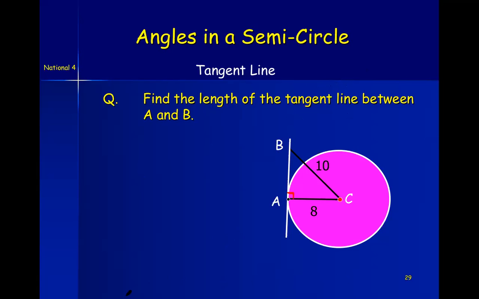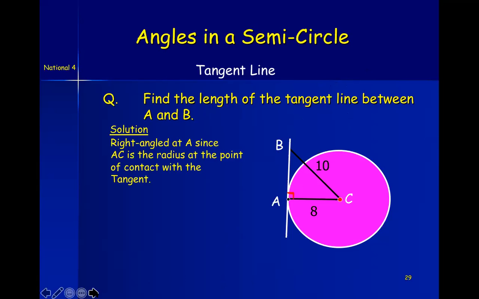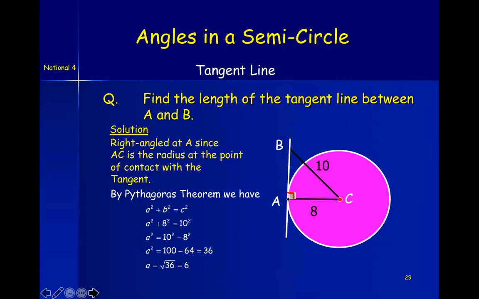So the right angle triangle property is what we call Pythagoras. That tells us 10 squared is 8 squared plus AB squared, or AB squared is 10 squared minus 8 squared, or AB is the square root of 10 squared minus 8 squared, which is the square root of 36, and that is 6 units.